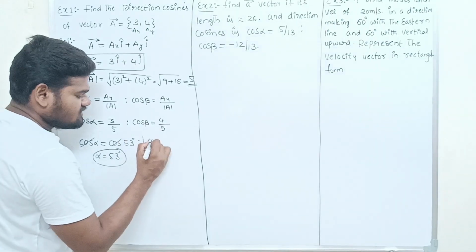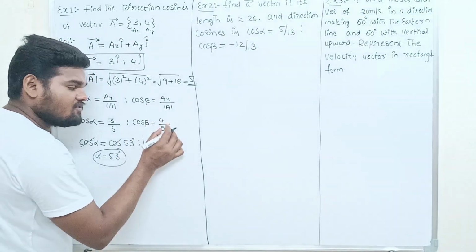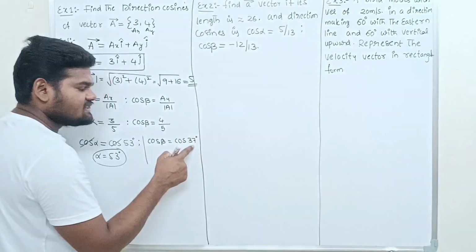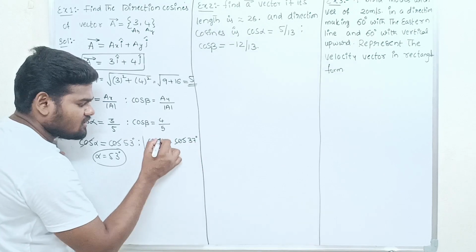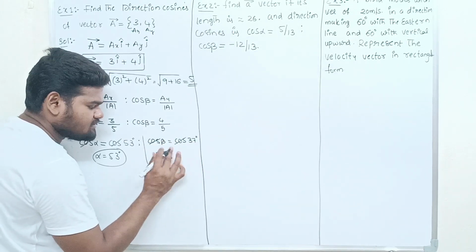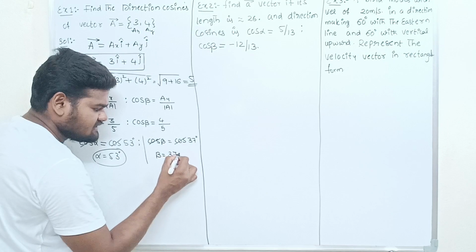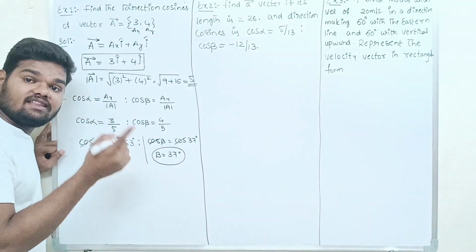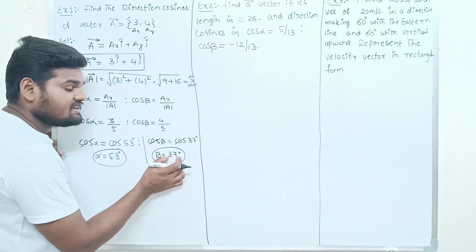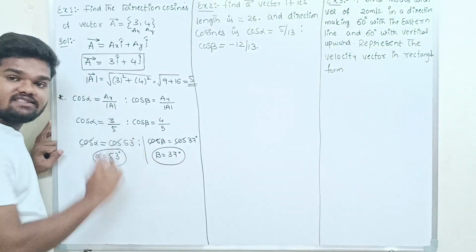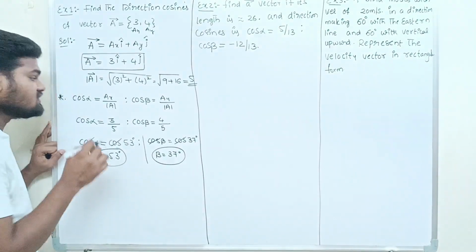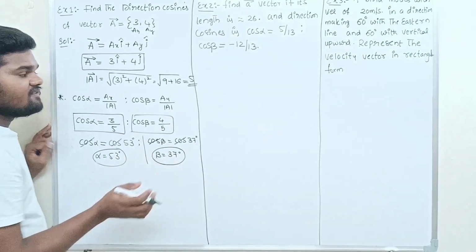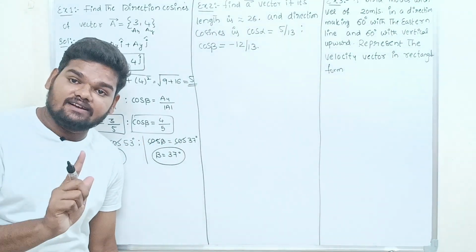So if you come to here, cos beta is equal to 4 by 5. In terms of cos, what is it? Cos 37. Cos 37 value is how much? 4 by 5. So cos gets cancelled out and beta is equal to how much? Beta is equal to 37 degrees. That means whatever vector a bar is given, that vector is making an angle of 37 degrees with the y-axis. Are you getting any doubts? So these are the direction cosines, and these are the angles made by the a bar vector with the x and y axes. Is it clear? Any doubts?